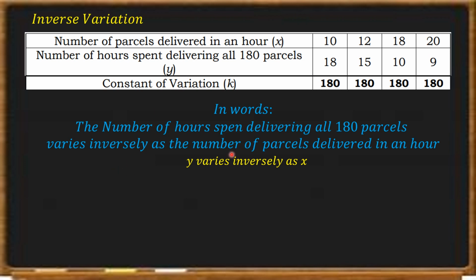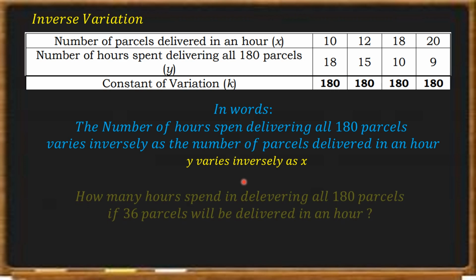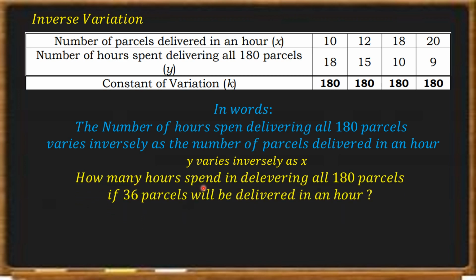Okay, so using this, pwede tayong makahanap ng missing. So how many hours spent in delivering all 180 parcels if 36 parcels will be delivered in an hour? So if pag bawat oras daw 36 parcels, ilang oras nila matatapos itong 180 parcels? Okay, syempre gagamit tayo ng equation of variation, katulad sa direct variation. Pero dito sa inverse, anong equation natin? So, ang equation natin ay y is equal to k over x.